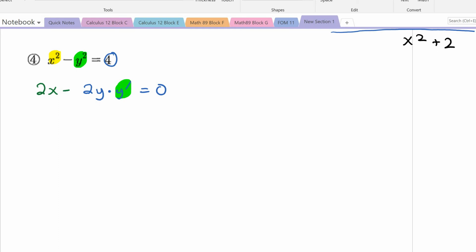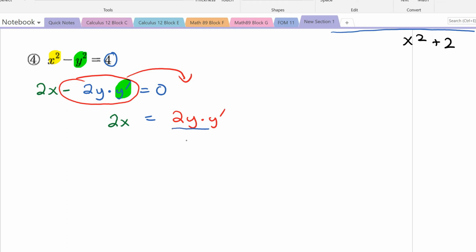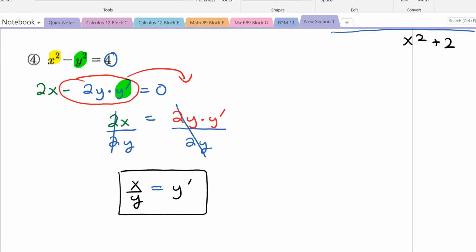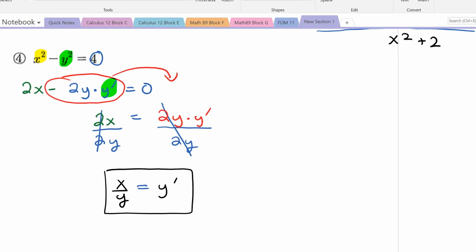So I'm going to leave the 2x here, and then I'm going to move this entire term to the other side. And if I do that, the sign changes to positive, giving you 2y times y prime. And then we can divide both sides by 2y. Those terms cancel off, and then you're left with x over y equals y prime. So I'm going to box that because this will be very important for the second derivative. Okay, let's go ahead and take the second derivative now.